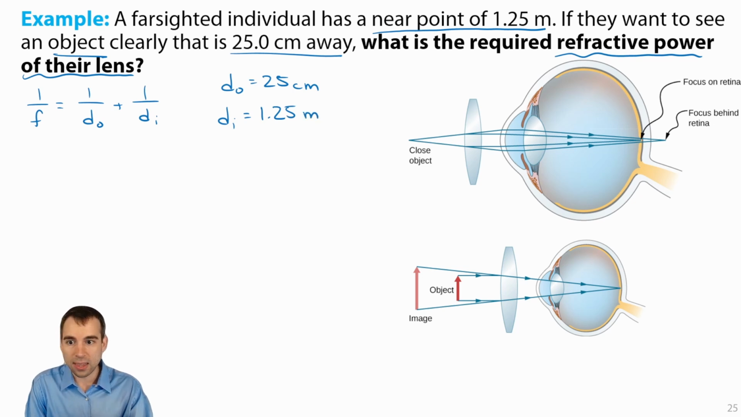I can already see that these two are in different units, so we're going to want to make sure we choose a unit to use for this. Let's go ahead and put everything into meters, so I'll make sure that that object distance is in meters, and now we can plug this into the thin lens equation to figure out our focal length and our power.